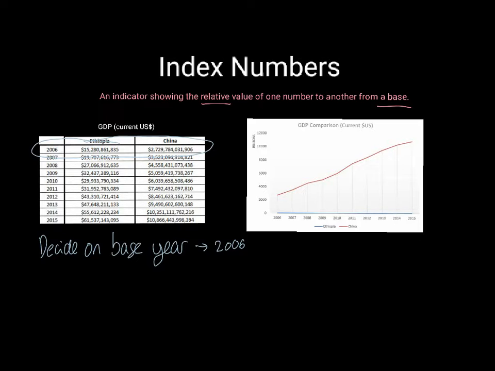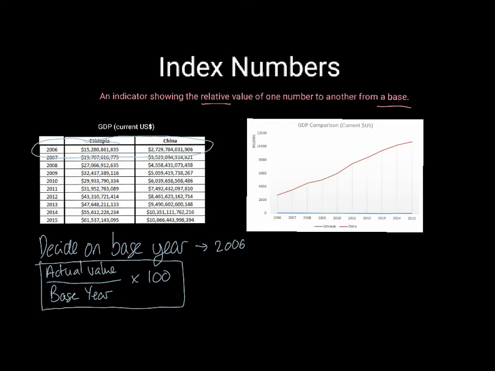The way that we do that is we divide the actual value by the base year value, and then we multiply that by 100. Now, as you can see, if you do that for the first year, you've got the actual value, which is the base year value, divided by the base year value, multiplied by 100.